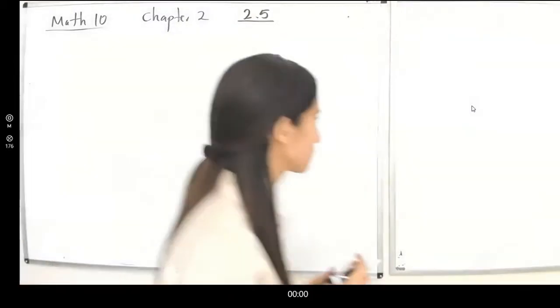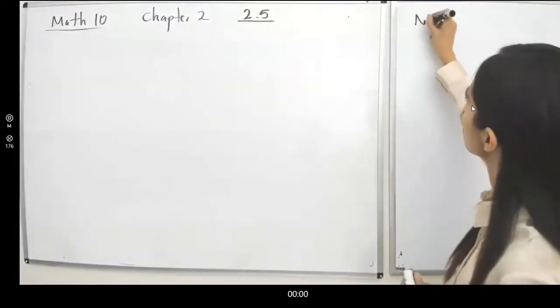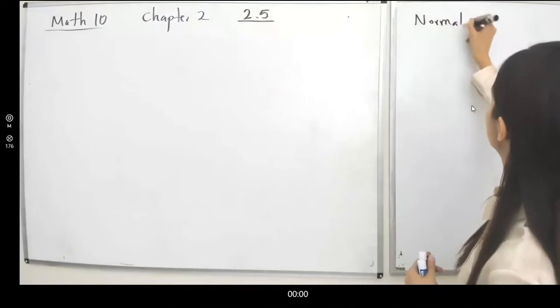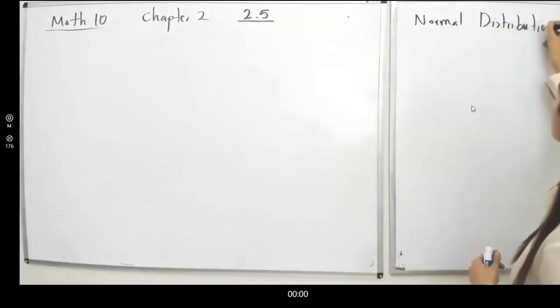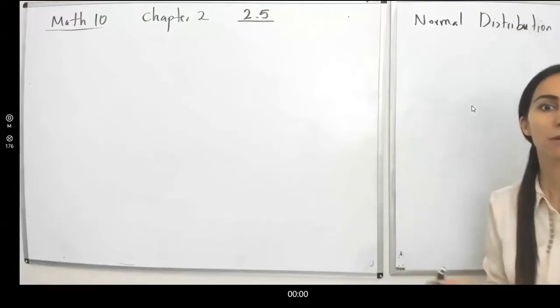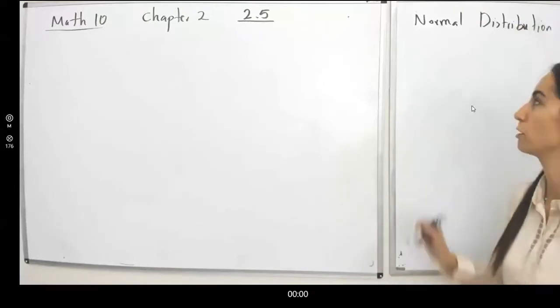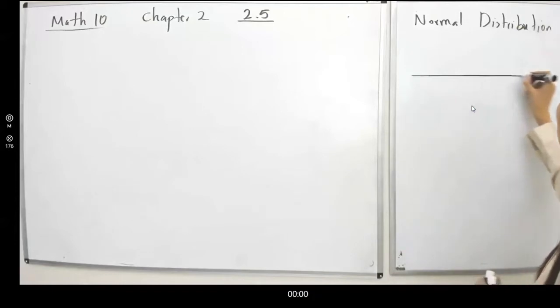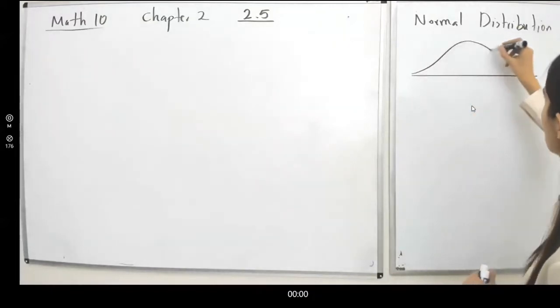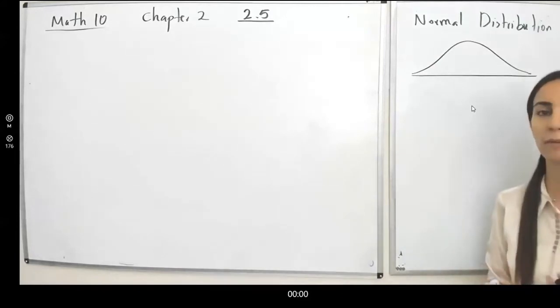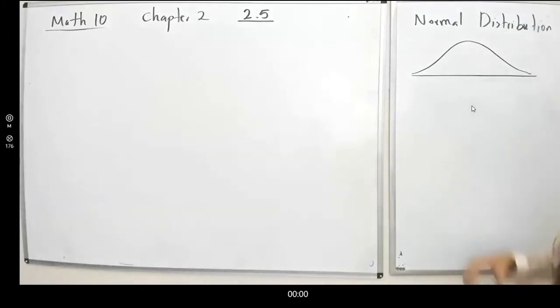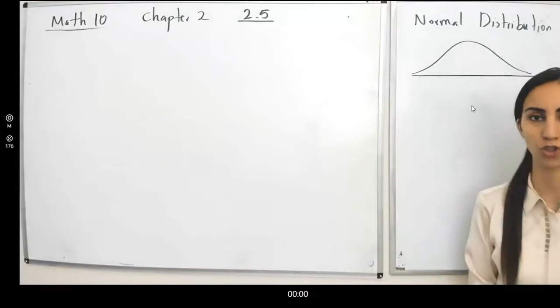What have we learned so far? We learned about a normal distribution. So we learned about a normal curve, bell-shaped graph. And we didn't mention anything about outliers when we were talking about a normal distribution.